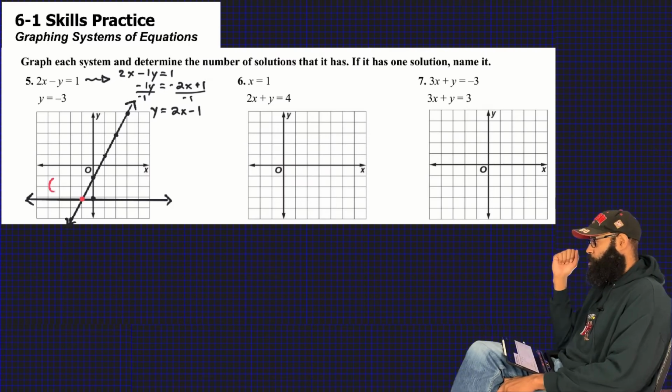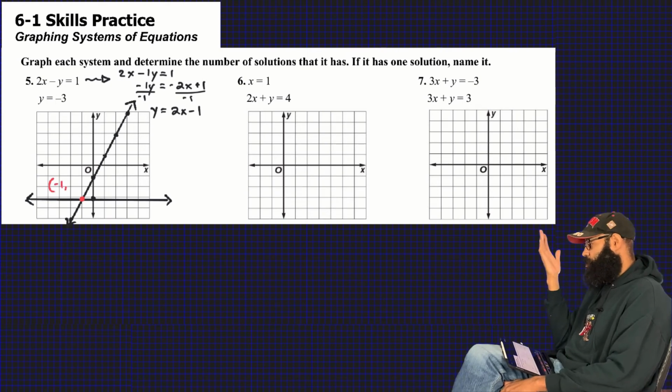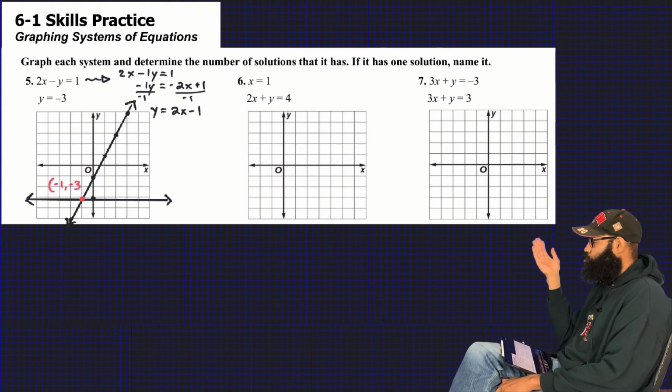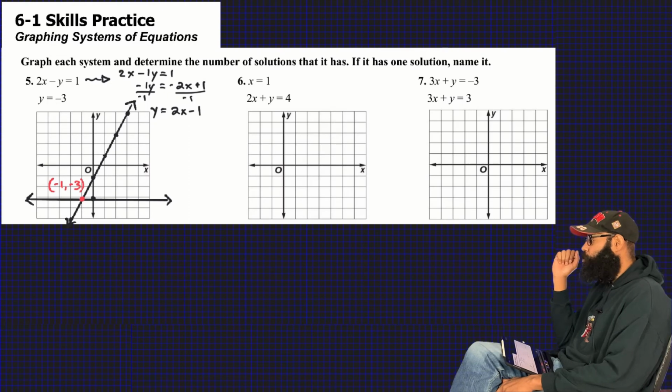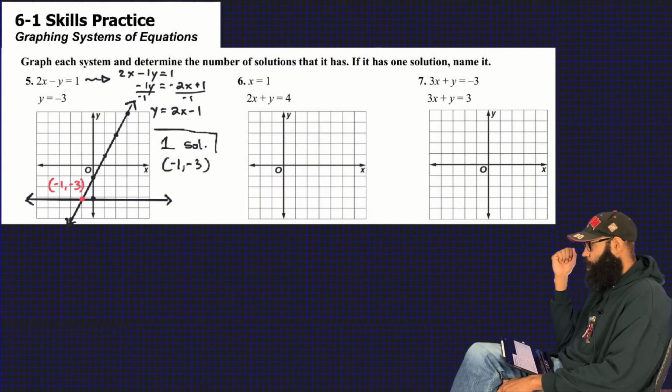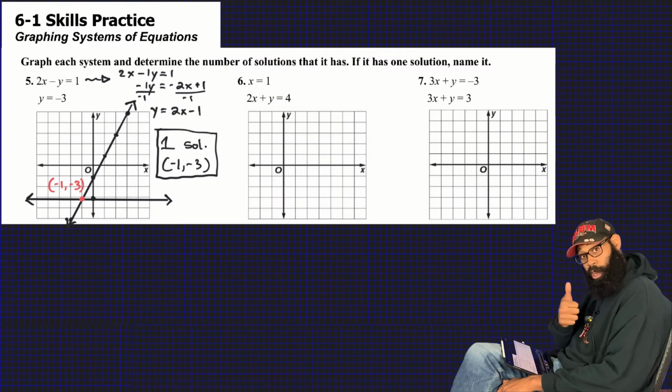Bam, there it is. So tell the number of solutions, telling you exactly what the solution is, negative 1, negative 3, and I guess that's good enough. One solution located at negative 1, negative 3. Box it and drop it. All right, guys, so any questions? Let's move on to number 2.